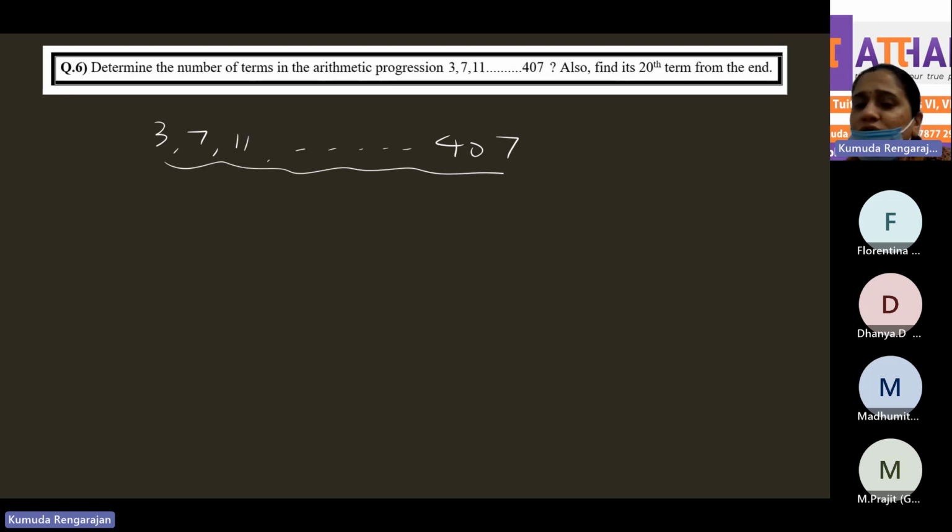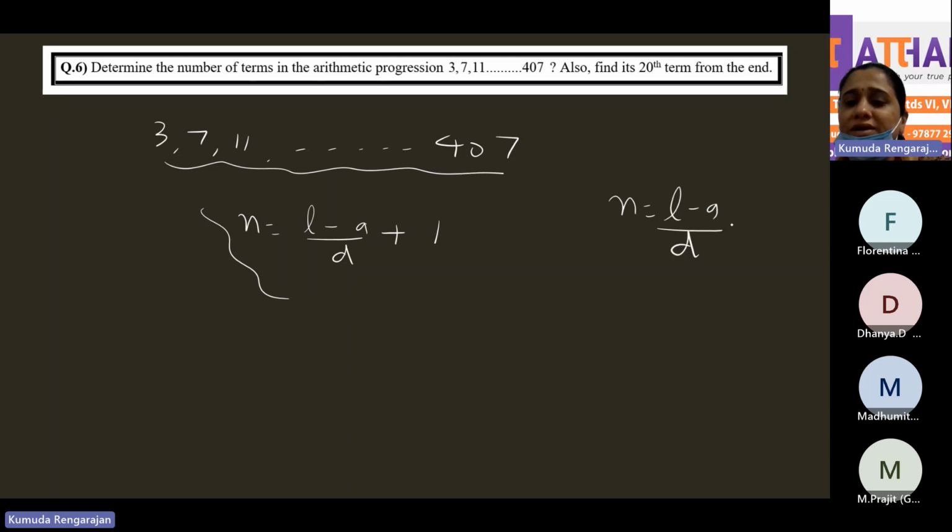Maybe your school has given this formula, n is equal to (l minus a) by d plus 1. Do you learn it like this? Even I don't know it like this. All this does not allow you to think, so I don't use this formula, n is equal to (l minus a) by d plus 1.